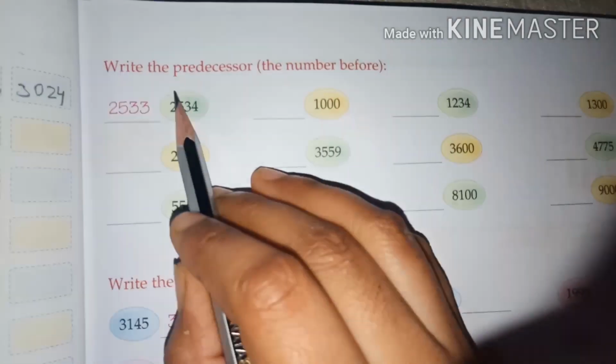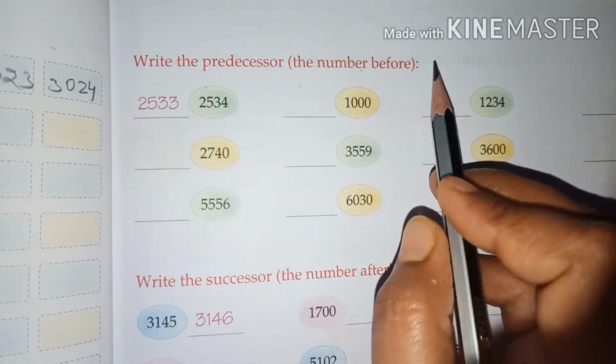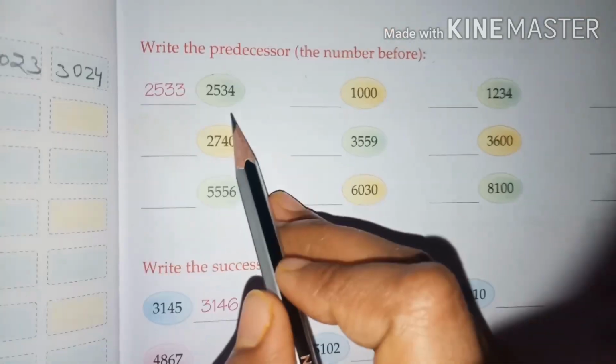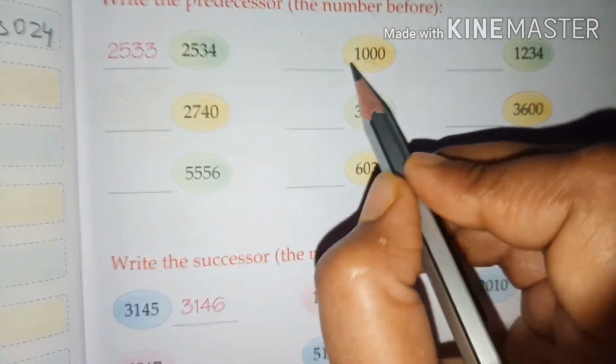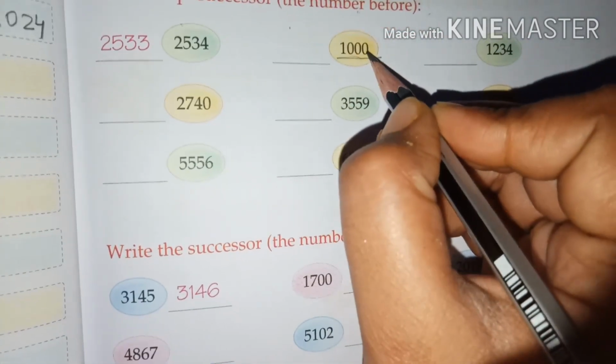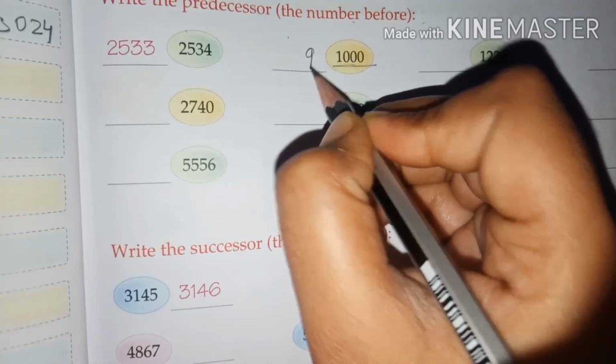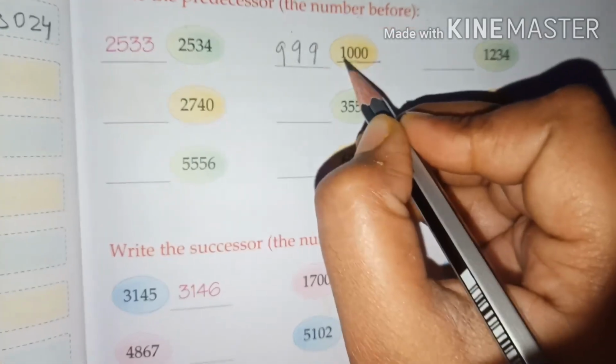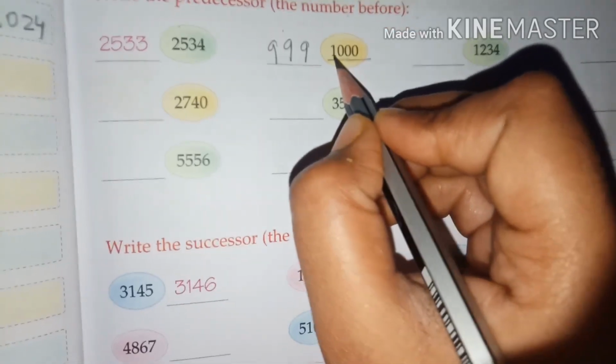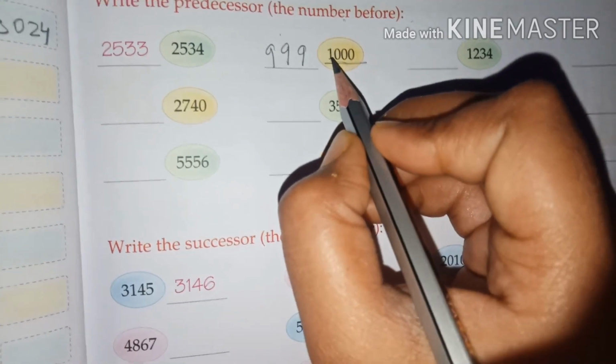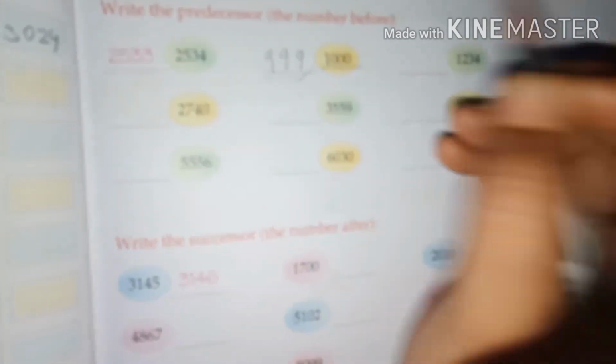Now we have to write the predecessor, the number before, यानी इस number से पहले what comes that you have to write. तो 1000 से पहले what comes, as I have told you कि जितने zeros हों उतने 9 लगा दो. Then जो भी 0 से पहले वाला नंबर है उसमें 1 माइनस कर दो. If I will subtract 1 from 1 then I'll get 0. So this is our answer.